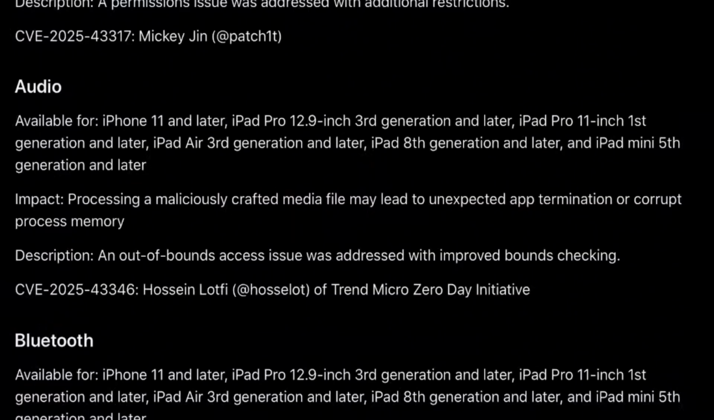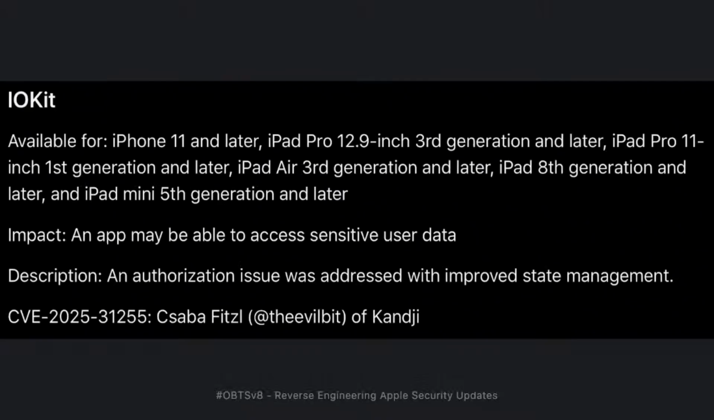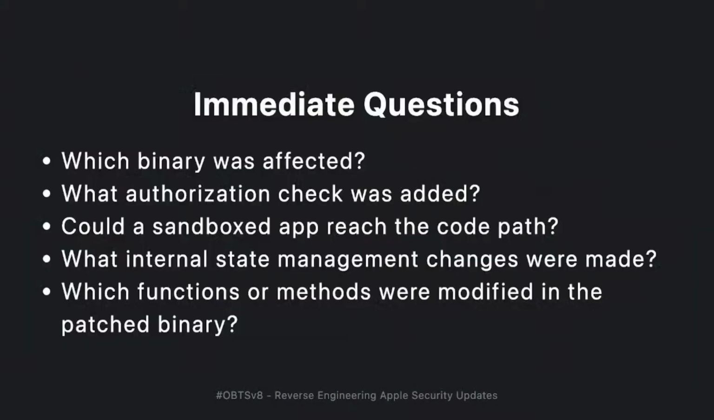As you walk through some of these CVEs, you'll see something like, it processed this media file and there was an out-of-bounds access issue. And you begin to ask, well, what does that actually mean? What binaries were affected? If you look at this IOKit one, an app may be able to access sensitive user data. Well, what user data? An authorization issue was addressed to improve state management. What does that mean? In what context? And you have these questions that pop up.